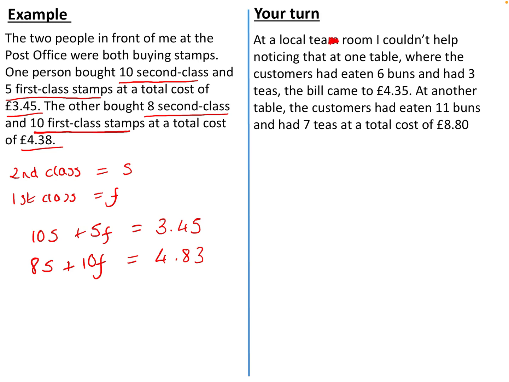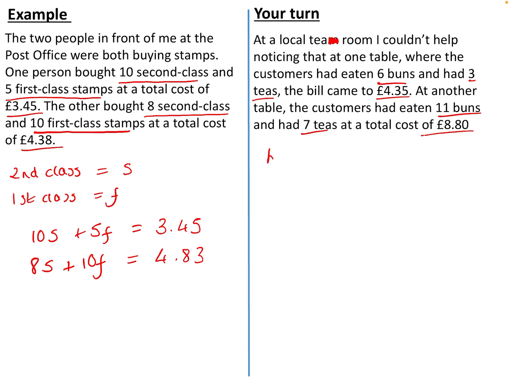Okay, that question confused me probably as much as it did for you. It's a tea room, not a team room. So in this example, we're at a local tea room, and we've got 2 different tables. One table has had 6 buns and 3 teas, and their bill came to £4.35. But another table had a lot more to eat. They had 11 buns and 7 teas, and that came to £8.80. I would always recommend that you underline those numbers. That's going to help you just focus on what they're having rather than all the extra information they've given you.